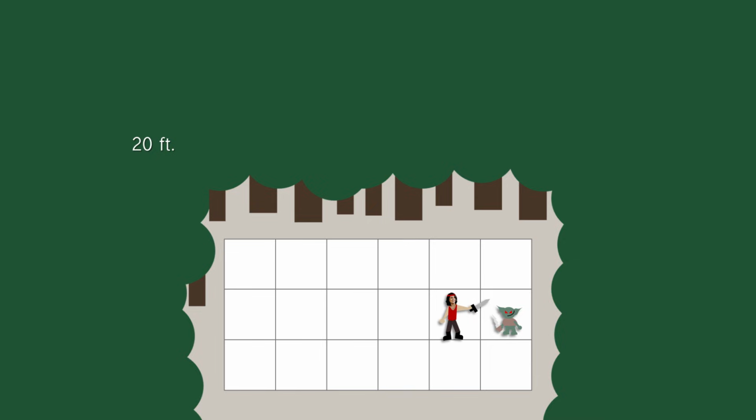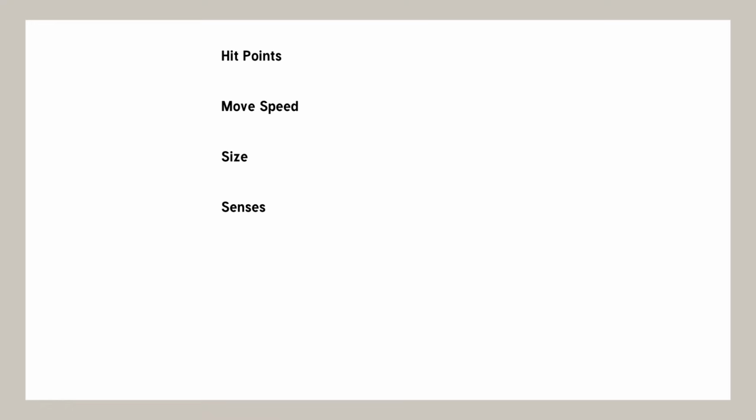Certain things like hit points, which represent how alive you are, and move speed, which shows how far you can move with a single action, will be directly affected by these 3 choices. Similarly, your size, senses, and languages.